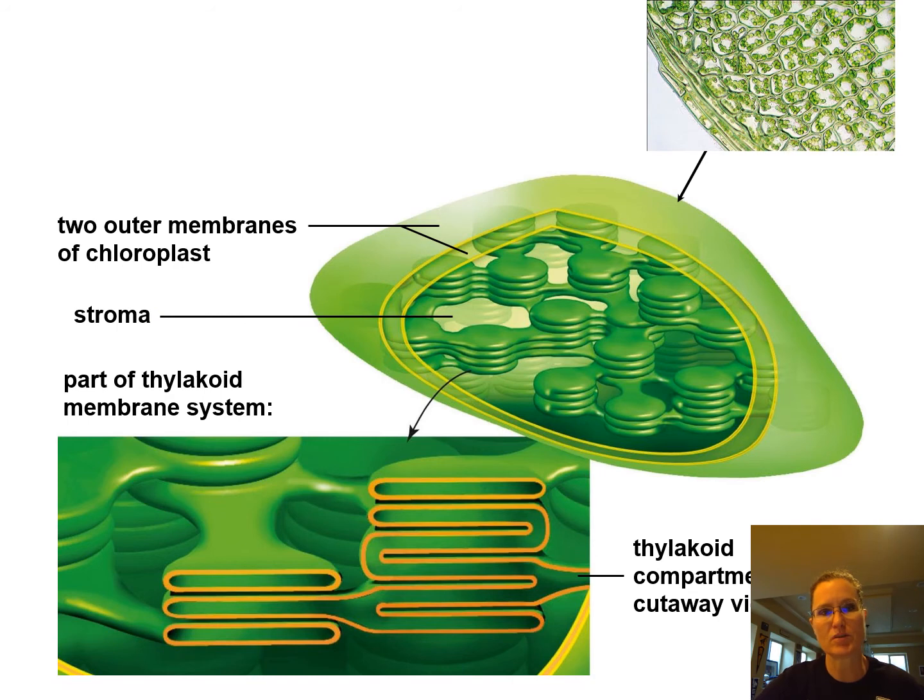And so this is a picture just showing you those things. So the stroma is that open space. The thylakoids are like little green coins, and they are green because they are filled with chlorophyll, and then that is all contained within the structure that we called a chloroplast.